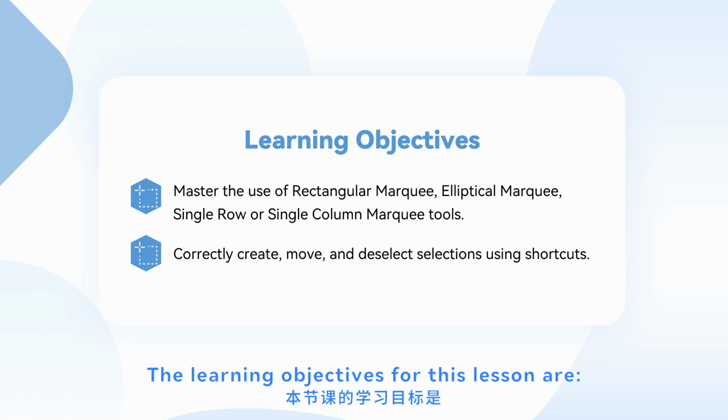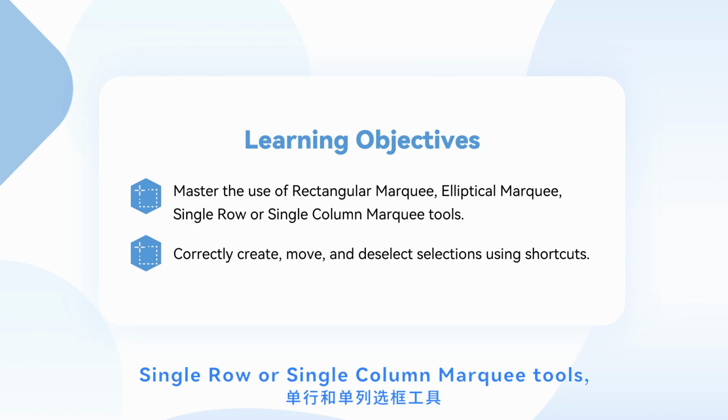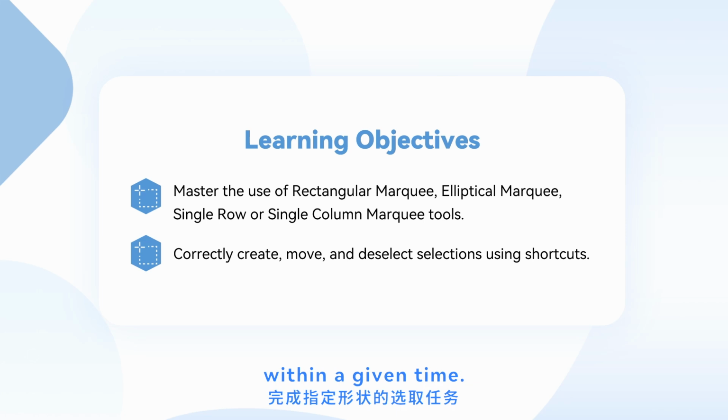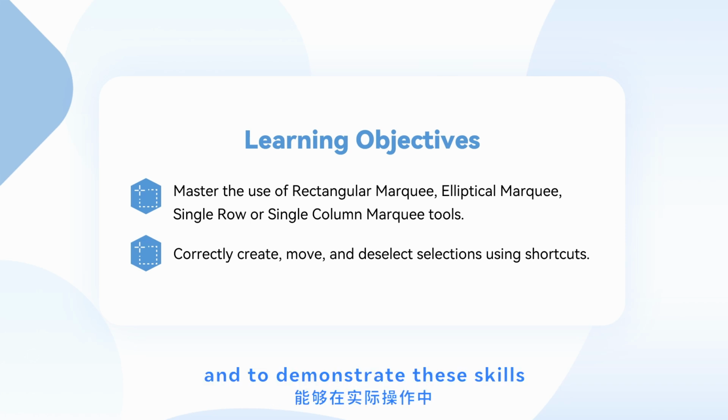The learning objectives for this lesson are: 1. Master the use of rectangular marquee, elliptical marquee, single row or single column marquee tools, and select the specified tool within a given time. 2. Correctly create, move, and deselect selections using shortcuts, and demonstrate these skills in practical operations.